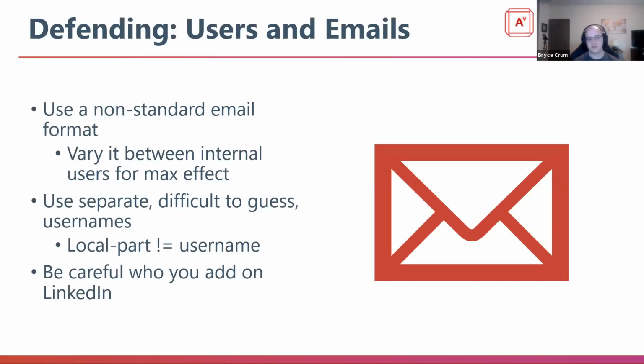So use separate, difficult to guess usernames. Don't make the local part of your email address the username necessarily. There's other alternatives that you can do that are better options. And be careful who you add on LinkedIn. As I said, the minute that you add someone on LinkedIn, you're adding them as a degree, and everyone that you know and everyone they know just became correlated to that person, at least to the point of being able to see their name and their company affiliation. So keep that in mind.